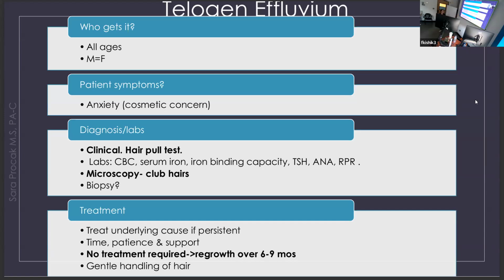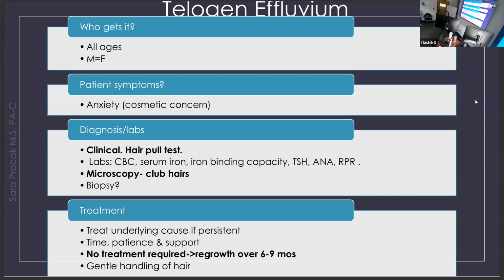So treatment for this, I would say, is just time, patience, and support. Be there for your patient, letting them know hair will regrow in about 6 to 9 months. In the meantime, just be gentle with your hair. Don't put it up, don't brush it aggressively, just leave it alone so that we don't pull out some of those hairs that are just sitting in telogen before we have to and make the hair loss look worse than it is. Just leave it alone.